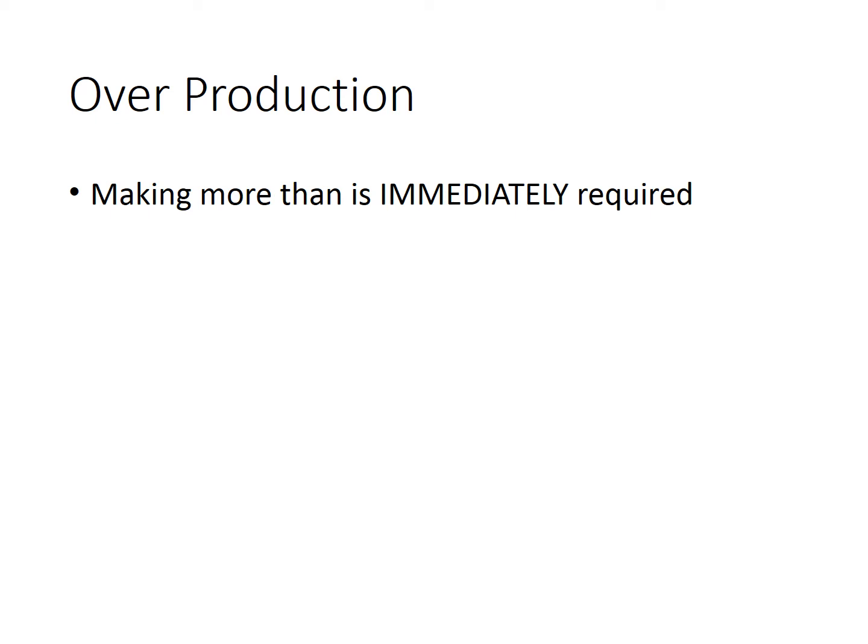So overproduction is making more than is immediately required. But as we said earlier, if we think about McDonald's, the key thing is they try and get that number exactly right. So there's no overproduction, but there's no waiting times.